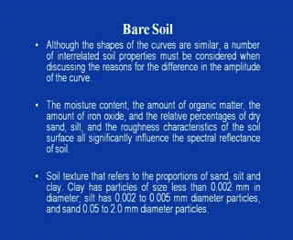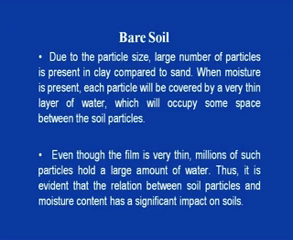Clay has particles of size less than 0.002 millimeter in diameter. Silt has 0.002 to 0.05 millimeter diameter particles, and sand has 0.05 to 2.0 millimeter diameter particles. Due to the particle size, a larger number of particles is present in clay compared to sand.